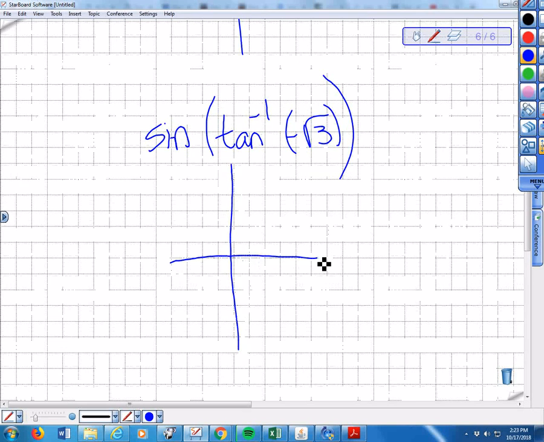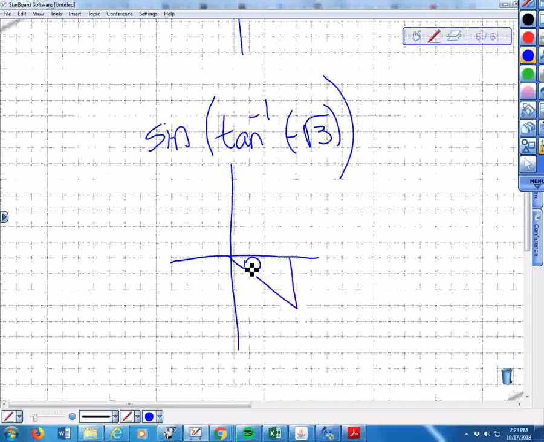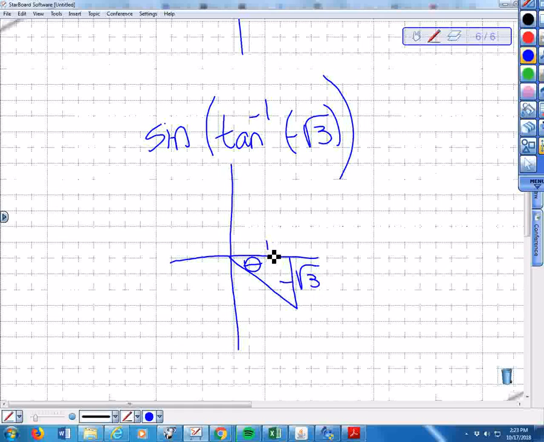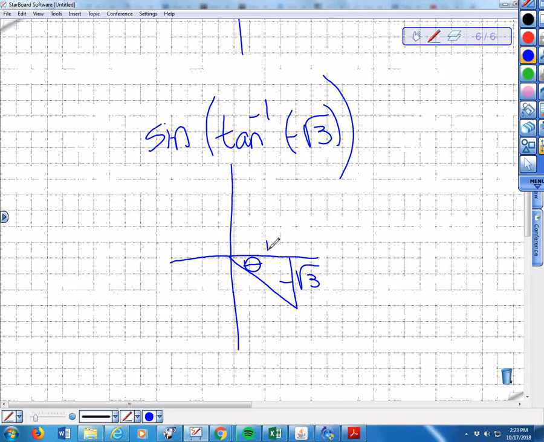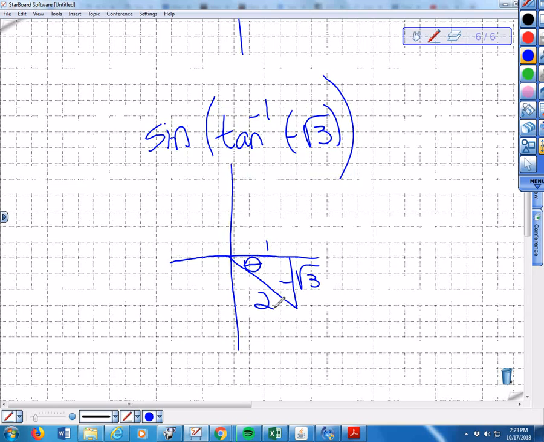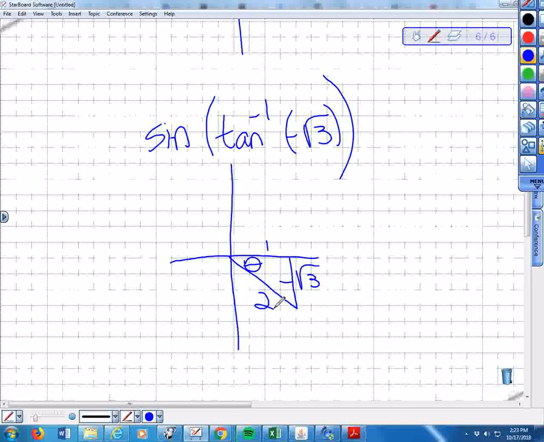And I'm going to draw my triangle then in the fourth quadrant. And negative square root of 3 over 1. Right, is tangent. Opposite over adjacent. So that means that this is 2. And now I'm going to take sine of that angle, which is negative square root of 3 over 2.